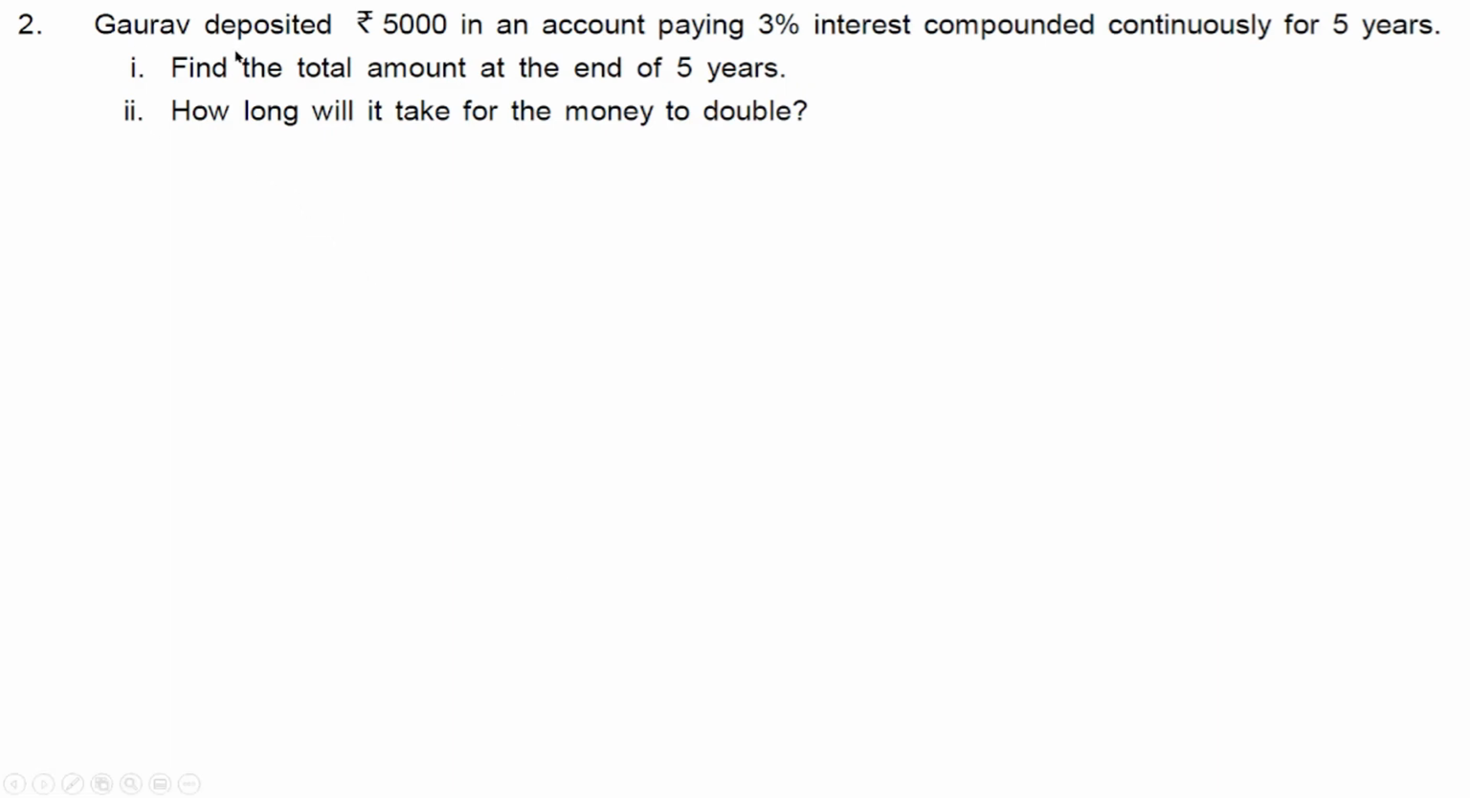Next question. Gaurav deposited rupees 5,000 in an account paying 3% interest compounded continuously for 5 years. First subdivision, find the total amount at the end of 5 years, and second subdivision, how long will it take for the money to double. First let us solve the first subdivision. Here Gaurav deposited rupees 5,000. So initially the amount deposited was rupees 5,000 and the rate of interest R is 3% or 0.03.